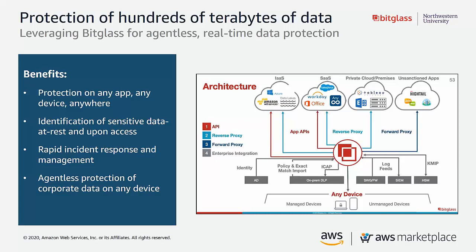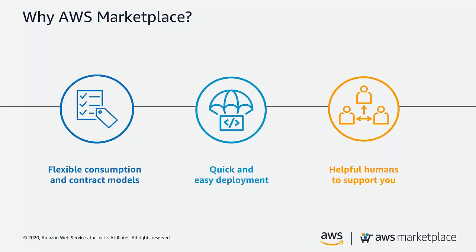So to solve for this, they looked at BitGlass's agentless solution, which was a great fit at Northwestern to provide that protection on any app, any device, and really anywhere. So that agentless approach helped them achieve their requirements, along with sensitive requirements like data at rest as well as in transit, and really rapid incident response and management with user behavior. So that was another cool use case where BitGlass was helping Northwestern University secure the environment.